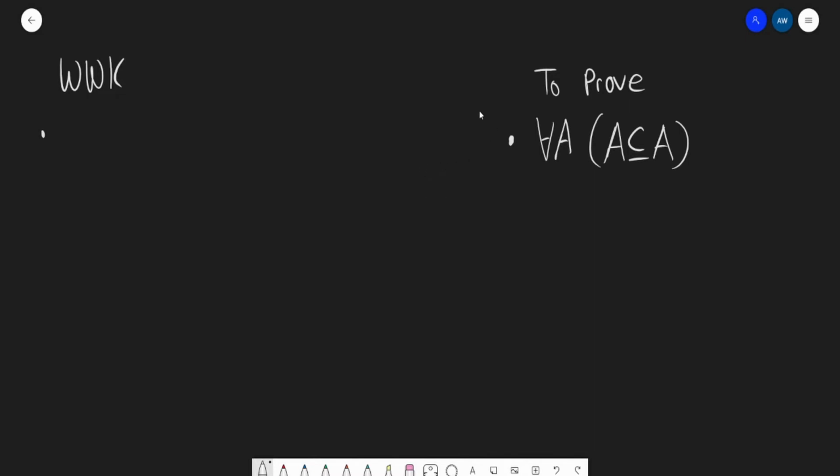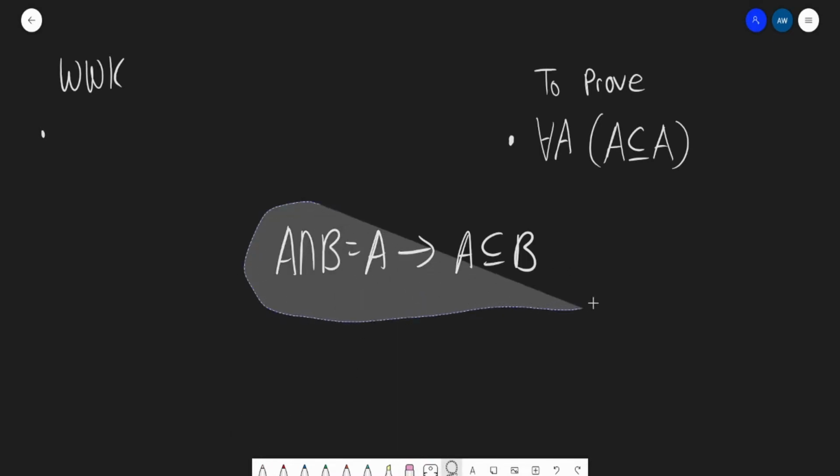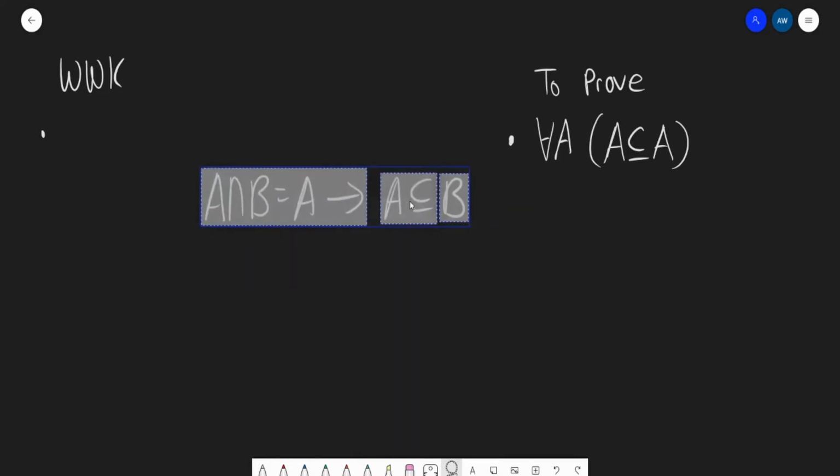So let's keep going. I want to prove this, and let's use something that we learned from the previous video. We learned that if A intersect B is equal to A, then A is a subset of B. This is something we proved in the last video. So since we know this to be true, we actually prove this theorem, if you want to call it that, then we can put it on the left side because it's something that we know already.